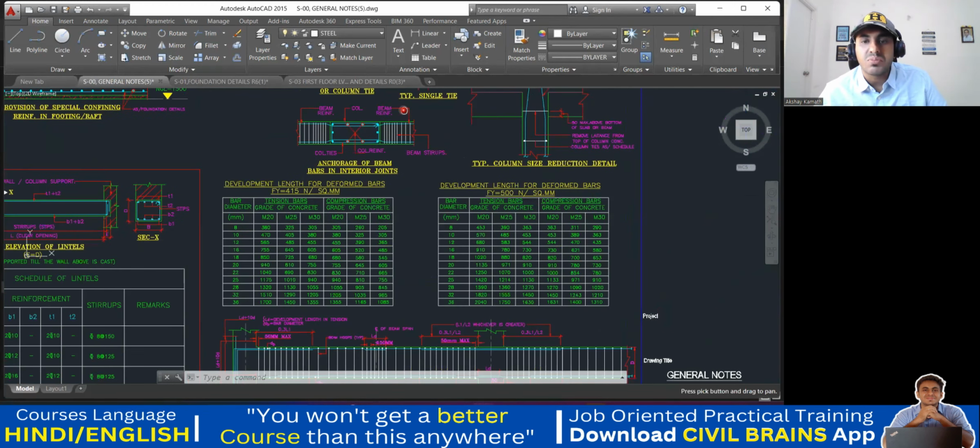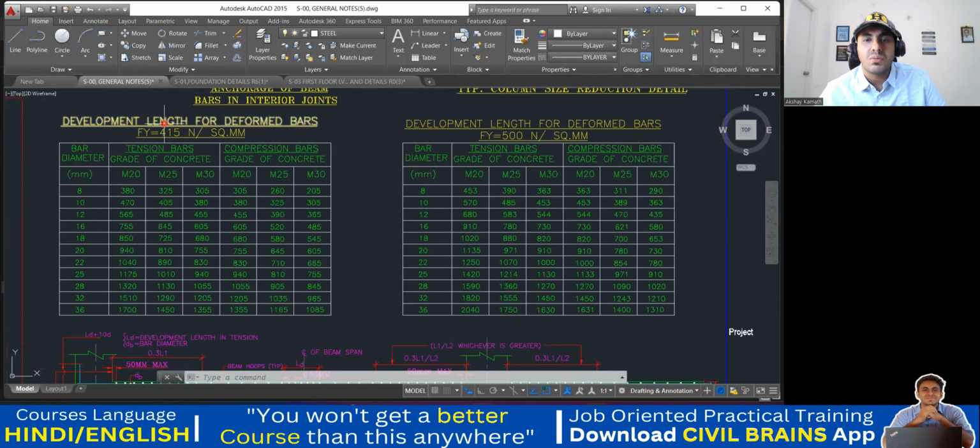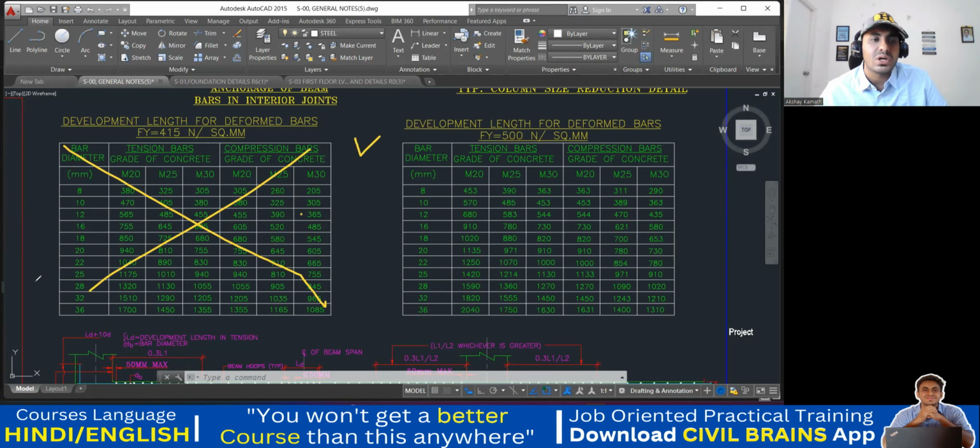After that, let me speak something on the development length. Now here you see the development length for the deformed bar. If you're using a 415 N/mm² rebar, then you need to follow this table. If you're using a rebar of 500 grade, then you need to follow this. Anyhow, right now we don't have 415 available in the market. We'll not look into this. Only concentrate on this particular part.